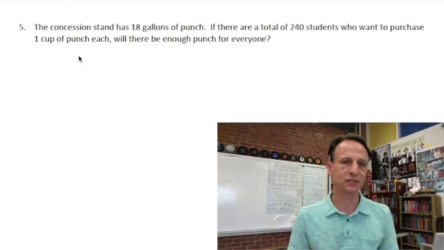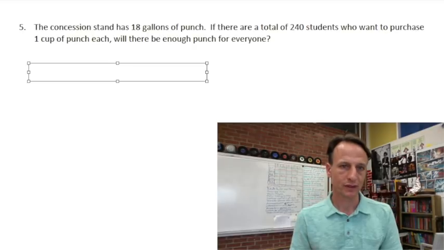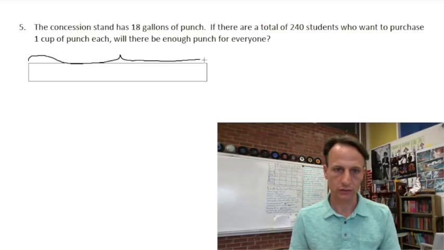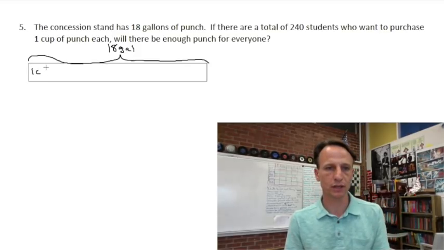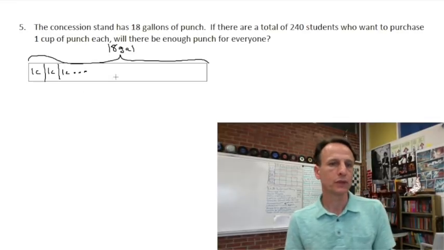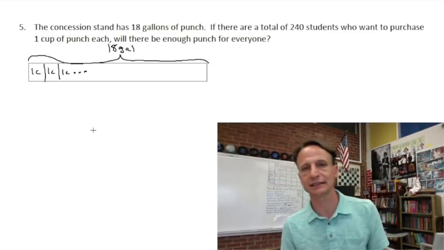What we're doing essentially, though, is we're saying, okay, so if we have, here's our punch, right? And the whole amount of punch, love that bracket, is 18 gallons, right? And so what we're doing is we're dividing it into 1 cup portions. 1 cup, 1 cup, and we're just going to do our ellipses, our dot, dot, dot here to say, and so on. Okay, so there we go. So now if we want to find out how many cups then are in the 18 gallons.